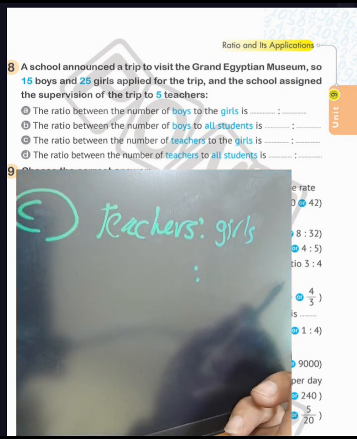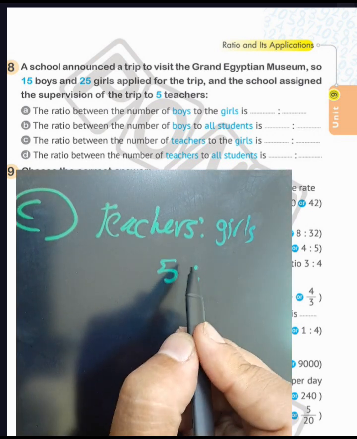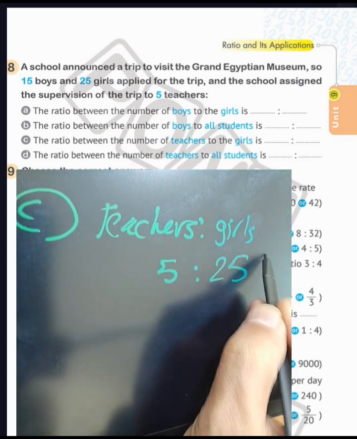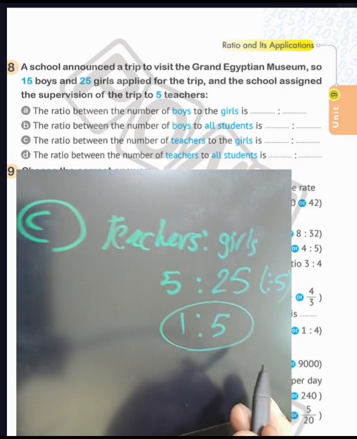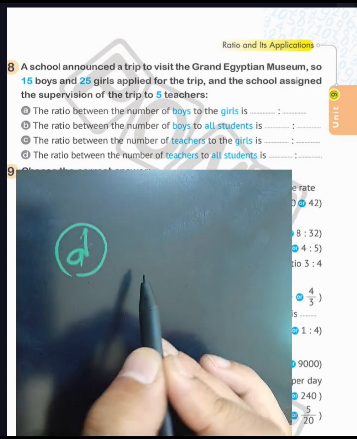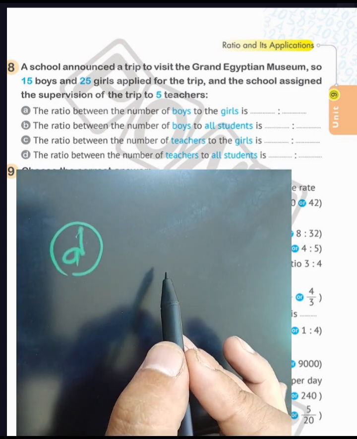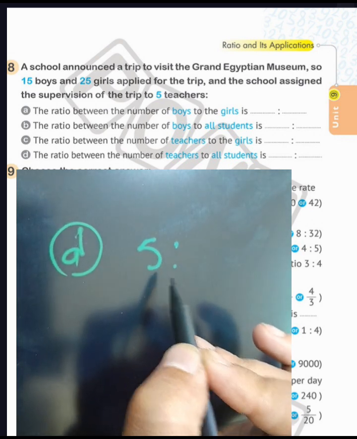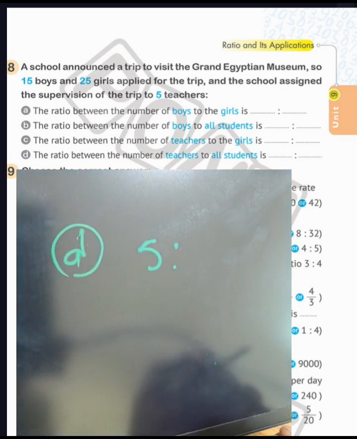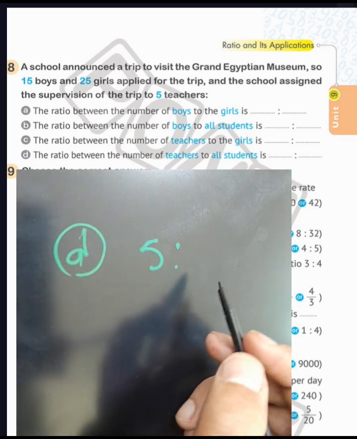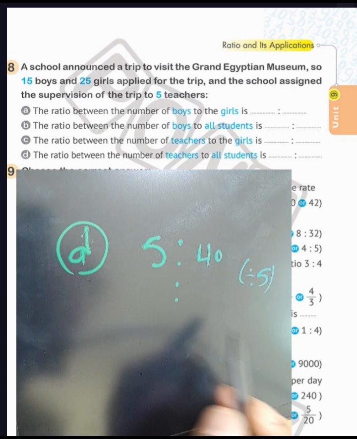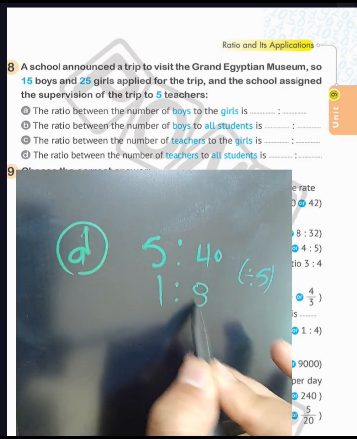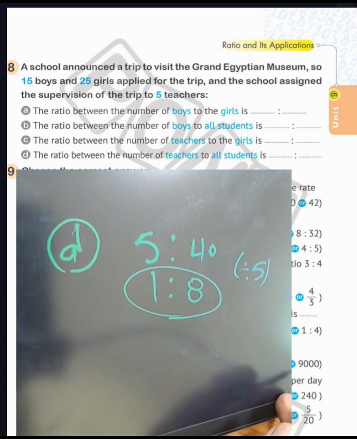Number of teachers 5 and number of girls 25. We can divide it by 5 and the result will be 1 to 5. Question D. The ratio between the number of teachers and all students: 5 teachers, and the total is 25 plus 15, which is 40. We can divide by 5, it will be 1, and 40 divided by 5 equals 8, and the result will be 1 to 8.